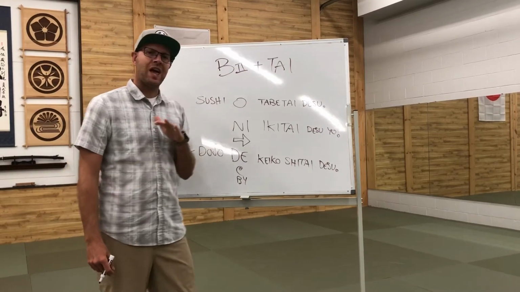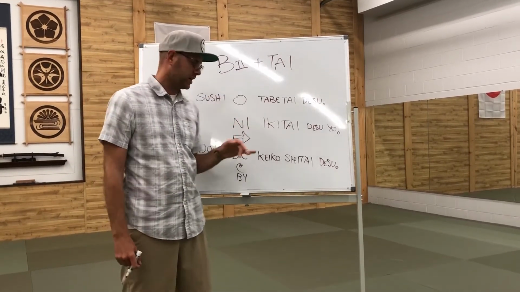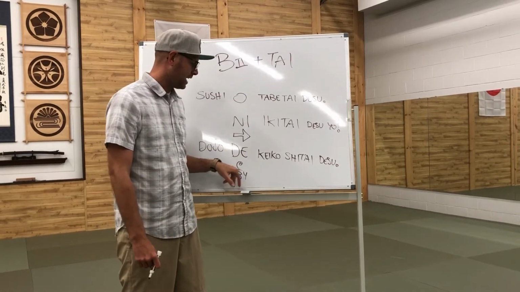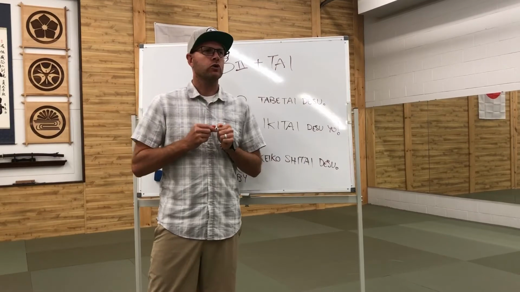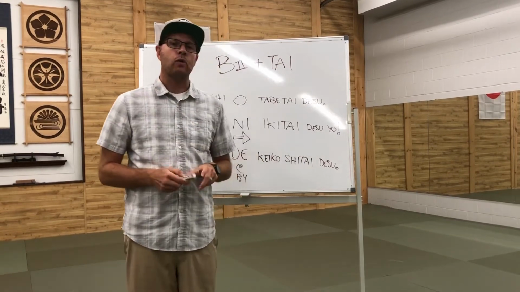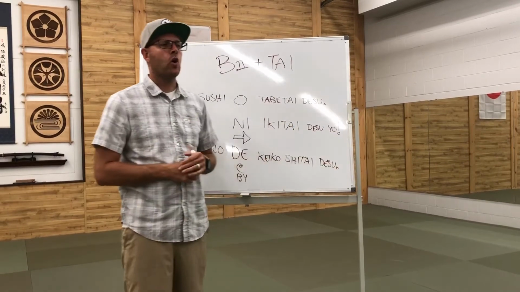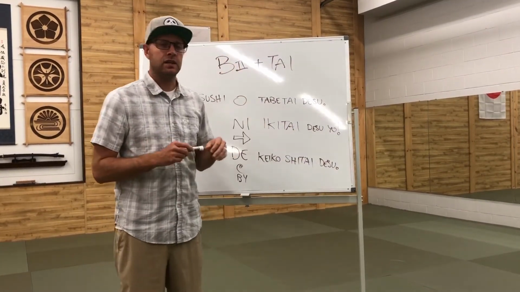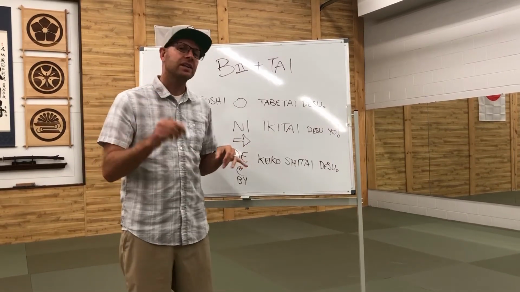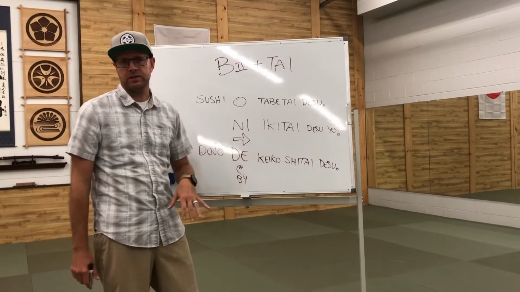O for pretty much everything as the default. Ni when you want to be specific about a direction. And de when you're doing at or by the means of. So what do I mean by the means of? So I want to go to Tokyo, but I want to go by plane. That would be hikoki de ikitai desu. I want to go to LA by bus. Los Angeles ni ikitai desu. Basu de ikitai desu. So I want to go to LA, but I want to go by bus, right?